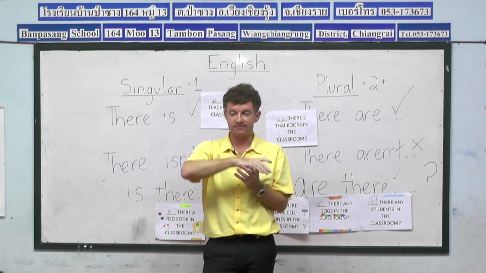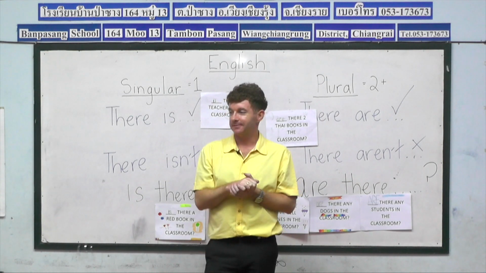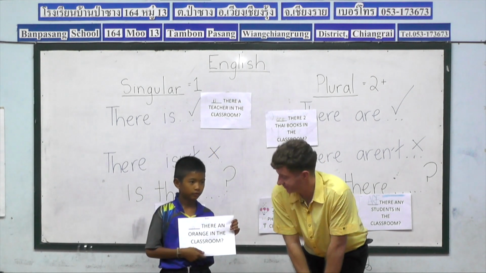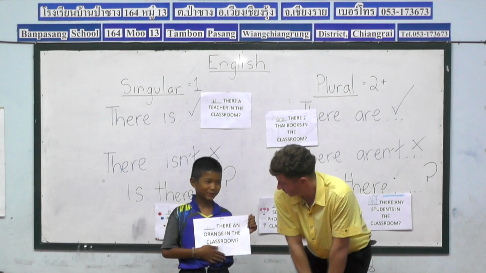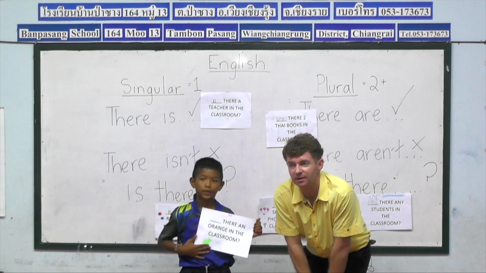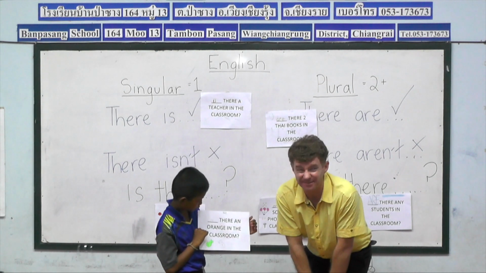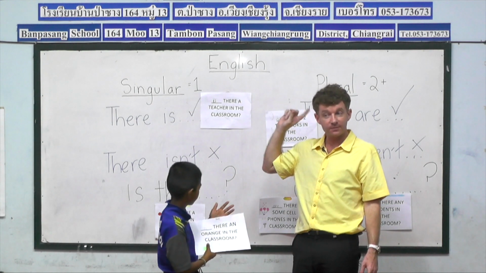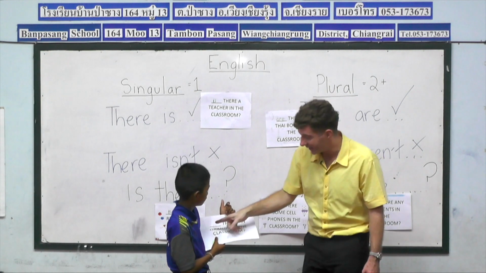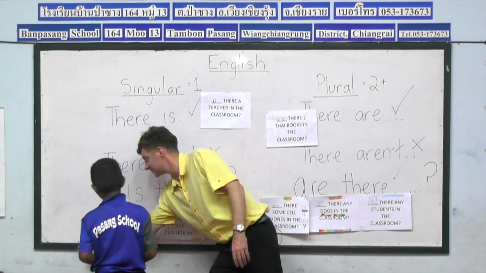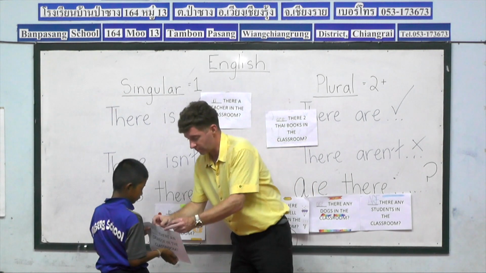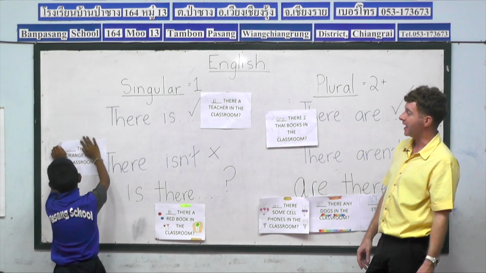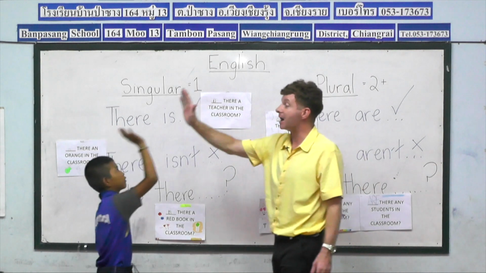And next, it's Pat. Come and join me at the front. Okay, so Pat, ready for Pat's question? Is there an orange in the classroom? No, there isn't. So is this question singular or plural? Singular. Is there, you can see, is singular. So Pat, we'll place that on here, and then you can put it anywhere in the singular column. Excellent. High five for Pat. Big round of applause too.